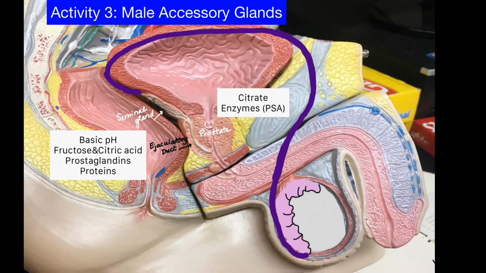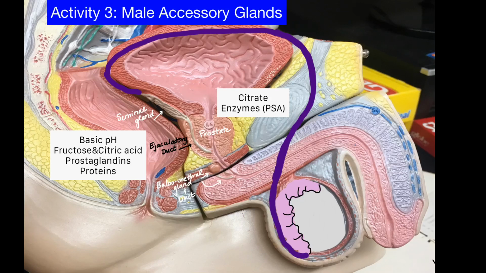Interestingly, from a medical standpoint, initial screenings for prostate cancer include measuring the blood levels of PSA. That's because the larger the prostate, the larger the amount of PSA that's being produced. So it's a way to screen for this type of cancer.